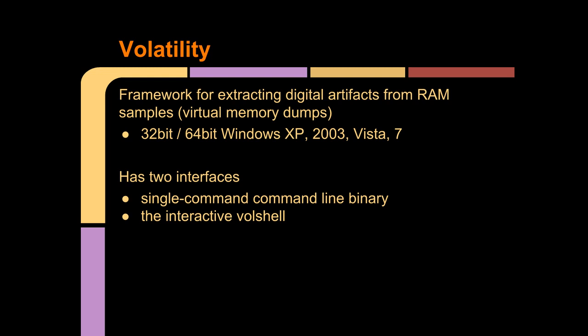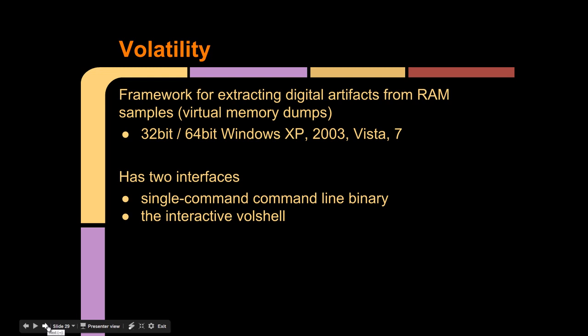So Volatility works for both 32-bit and 64-bit versions of Windows XP, 2003, Vista, 7, 8, and 10. It also has support for some Linux systems, if I recall correctly, and it has 2 interfaces. There's a single command line interface where you can only run a single command, and then there's the interactive vol shell, which allows you to run multiple commands in one instance, so you can do multiple passes of analysis, and it's extremely useful.